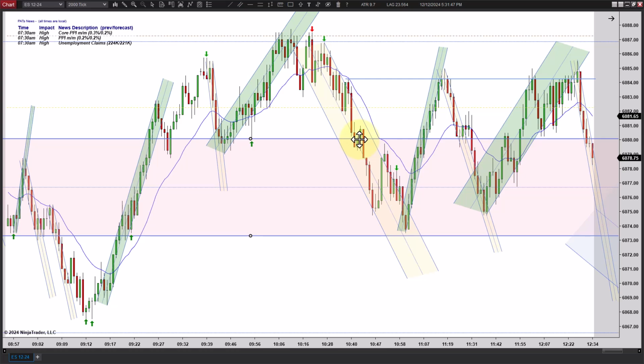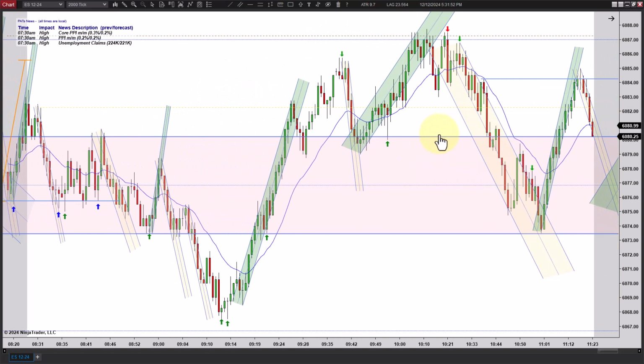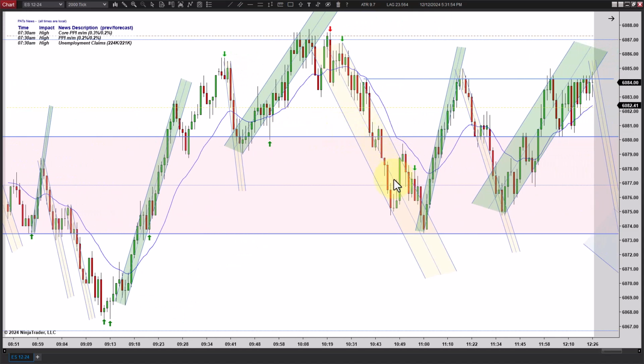I can't remember exactly where that was. Yeah, that's right. And it turns lower. You can't enter short there. Then you get, this is just a first entry.